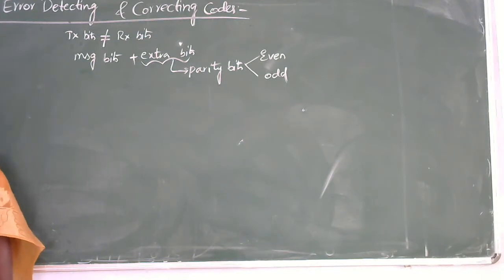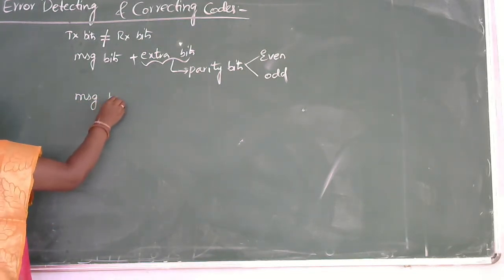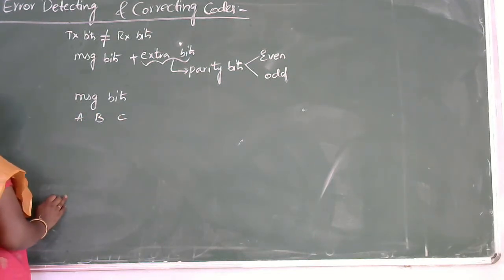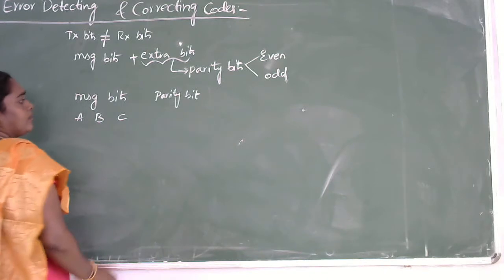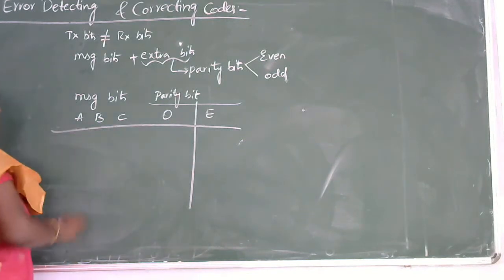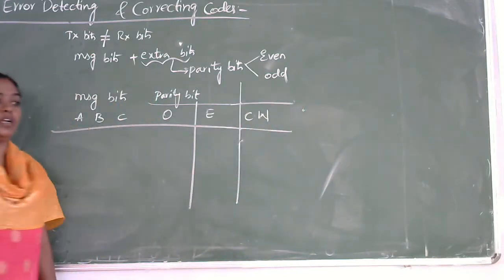In the case of message bits, if the number of ones is odd and we append a parity bit as 0, then it is called an odd parity. Now let me take message bits. I am assuming that there are 3 message bits, A, B and C, and a parity bit. I am first assuming it is an odd parity, and next an even parity. Whatever word we get after this addition is called a code word.